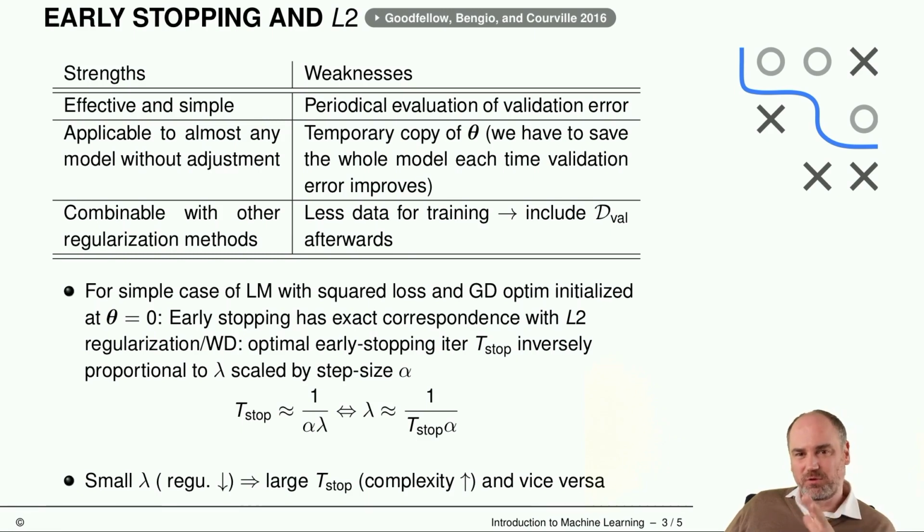but that's always from a certain approximate perspective. It might actually in practice be nice to combine the two. What are the weaknesses? Well, we have to peek at the validation error. We then have less data for training, at least during the tuning of the number of iterations for optimization.